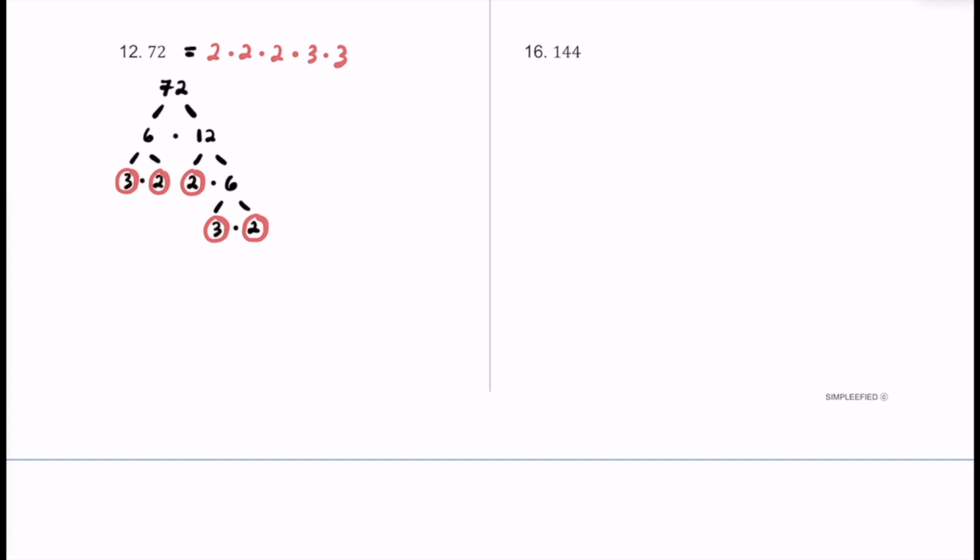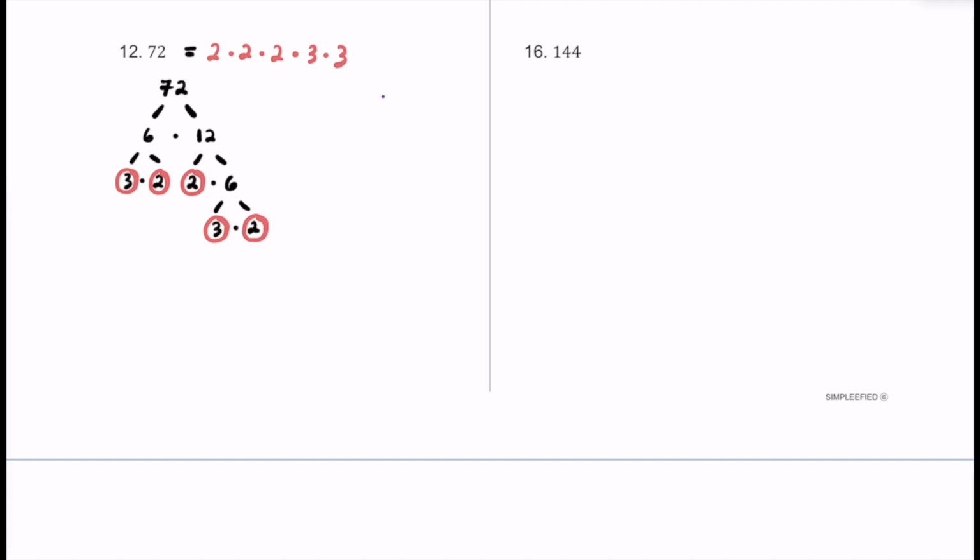All right, for number 12, we have the number 72. So let's take this 72 and break that down. I'm going to start with maybe 6 times 12. For 6, I'm going to break that into 3 times 2. And for 12, I'm going to break that into 2 times 6. And then the 6, I'm going to break into 3 times 2. So here are our primes. We have a 3, 2, 2, a 3, and a 2. All right, so for 72 here, the prime factorization looks like 3 of these 2's multiplied together, and then 2 of these 3's multiplied together.